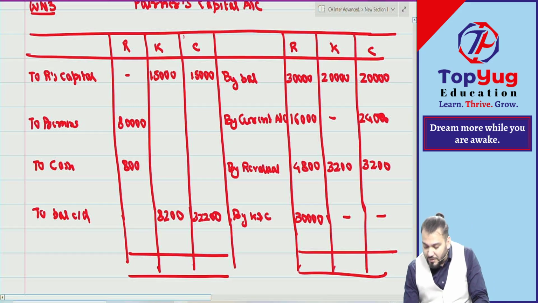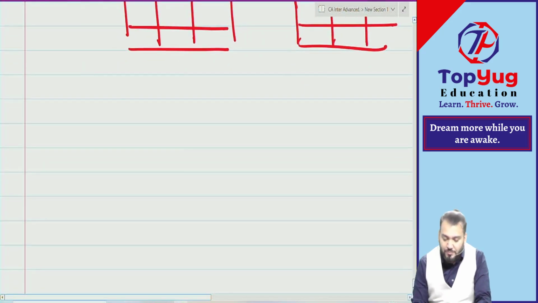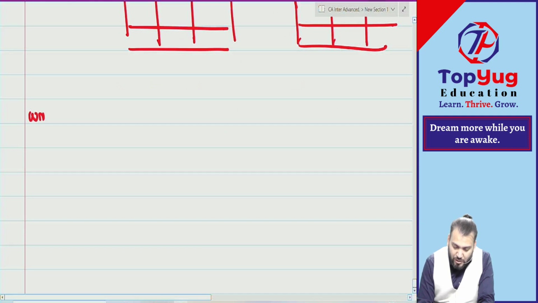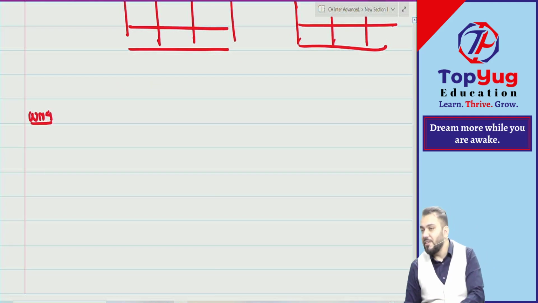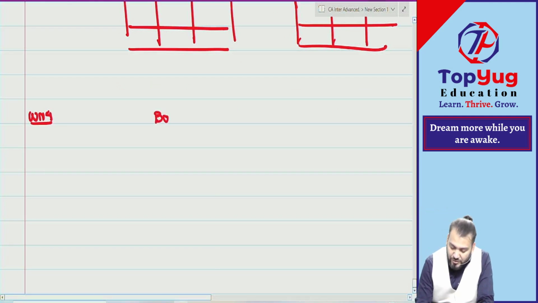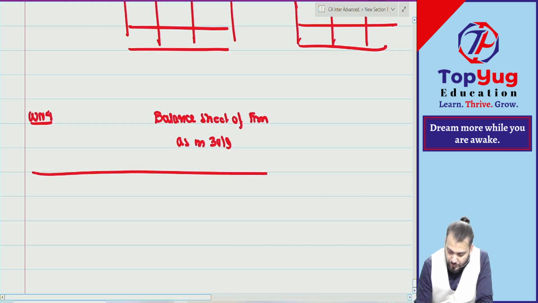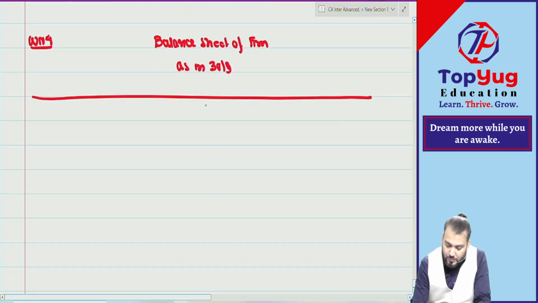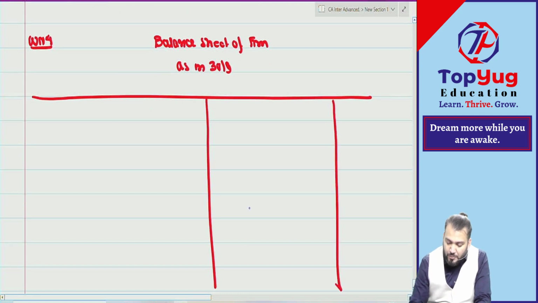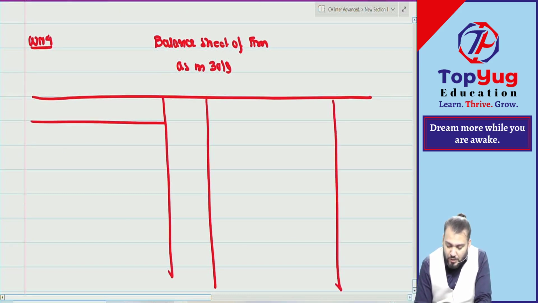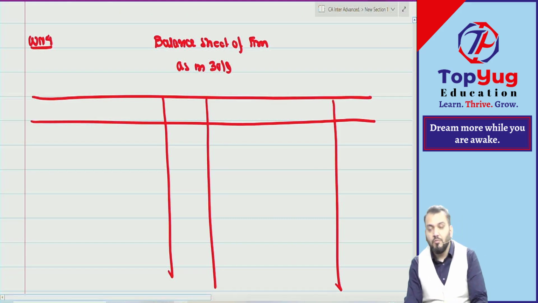But this is the balance sheet of a company or a partnership firm. So can we use the horizontal format? Can we use the horizontal format? So, balance sheet of the firm as on 30th September, one by one. I will give you the item, you will give me the value.